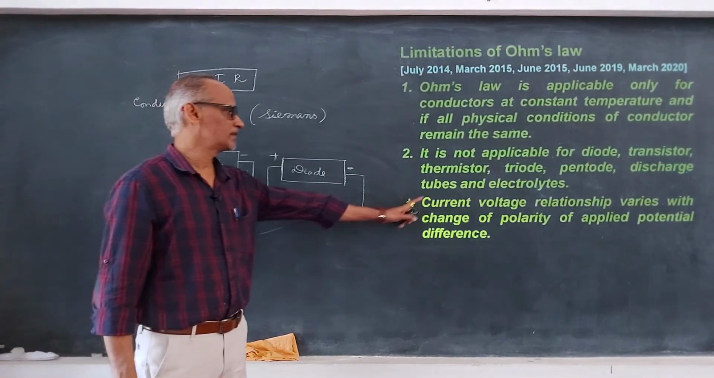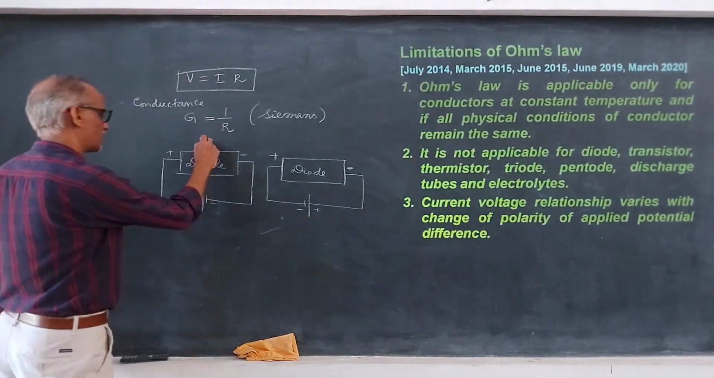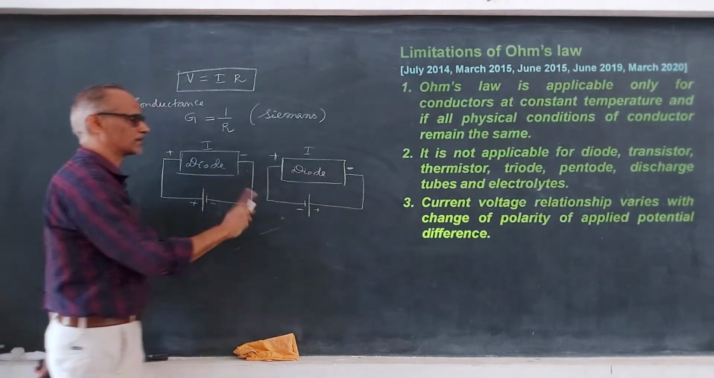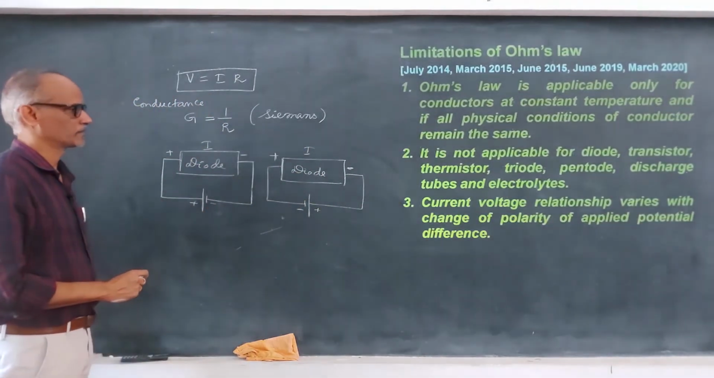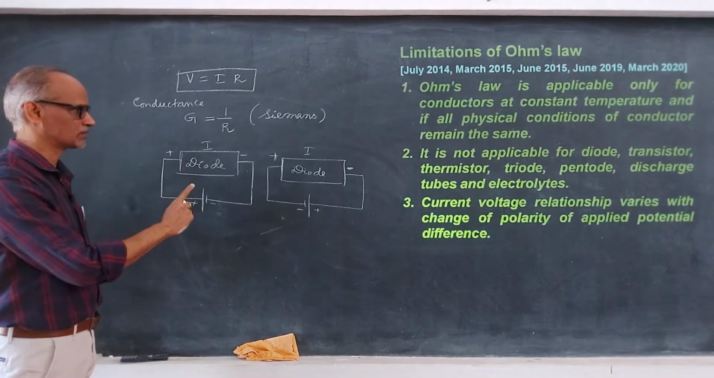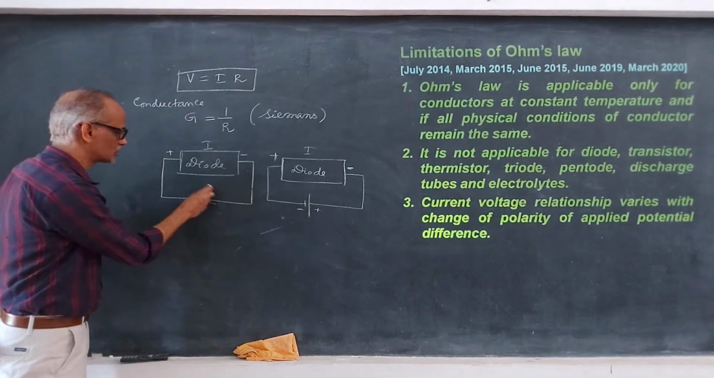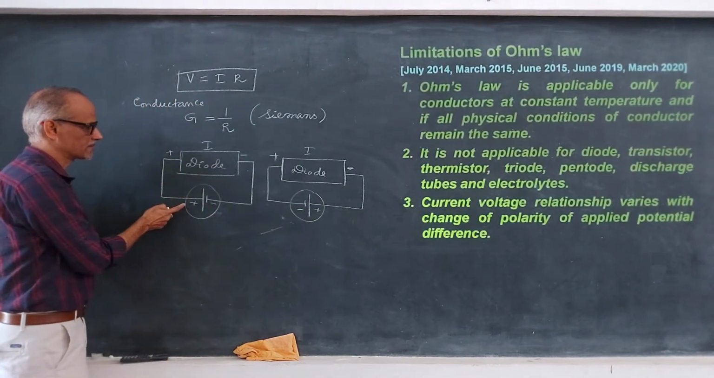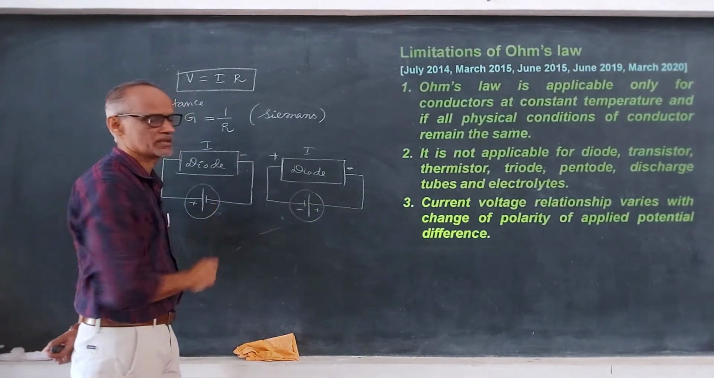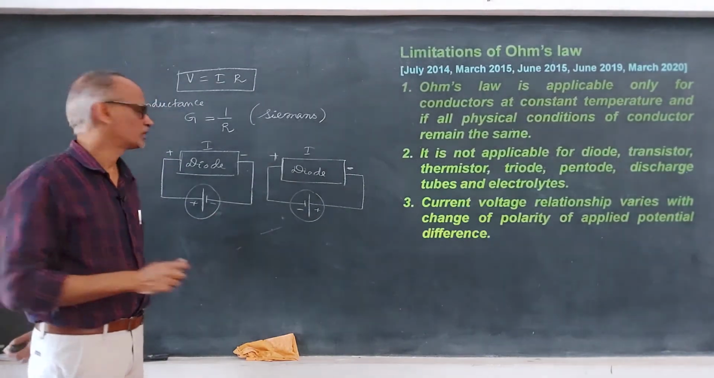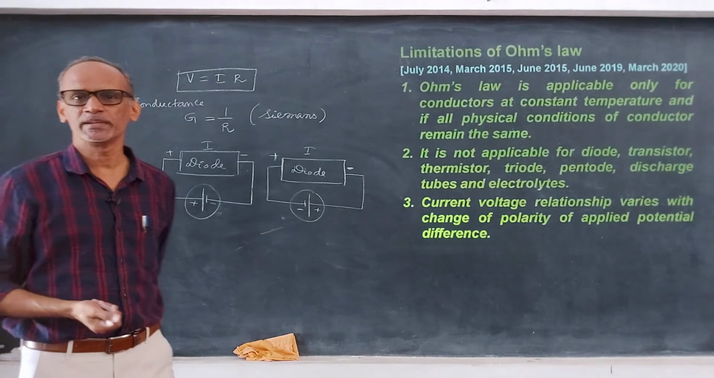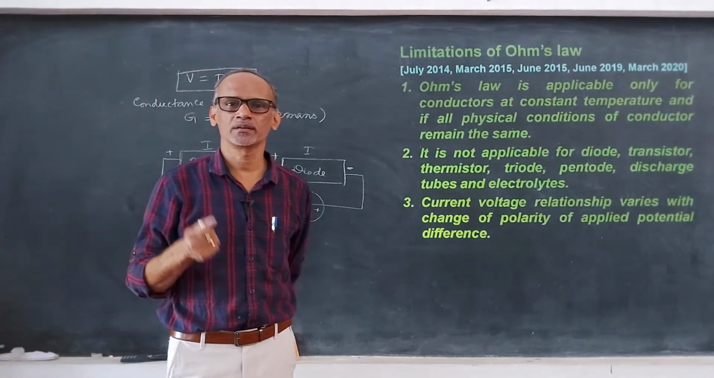See, current voltage relationship, that means the current that we get in this circuit and the current that we get in this circuit are not the same. So, the current voltage relationship varies with the change of polarity. See, there is a change of polarity, this is plus and this is minus. So, that is the limitation, we do not get the same current in two circuits, which means Ohm's law is definitely not valid.